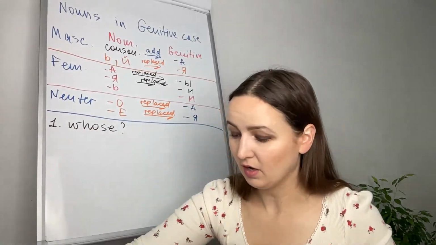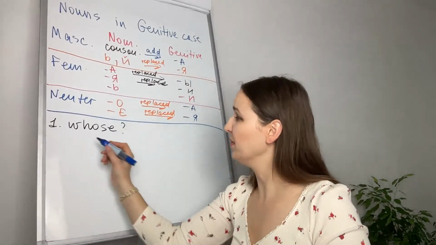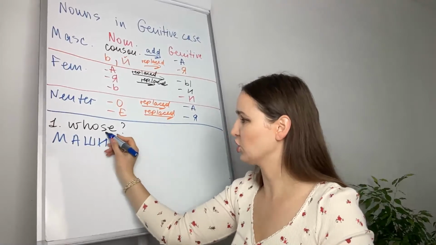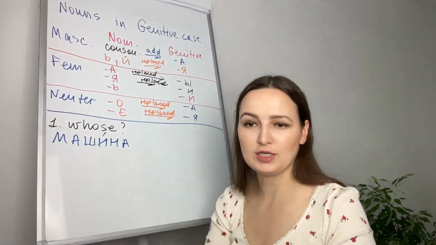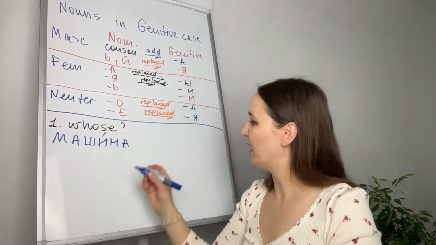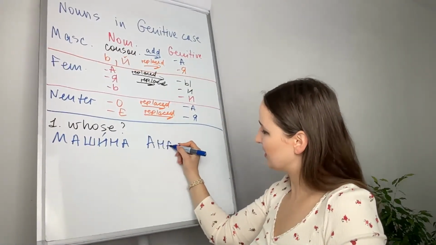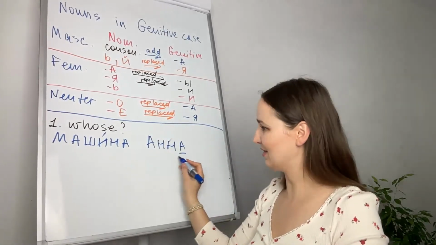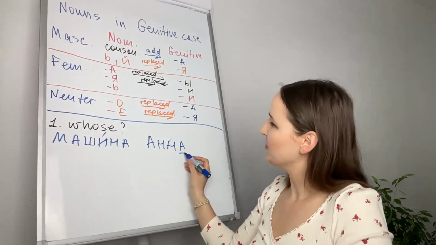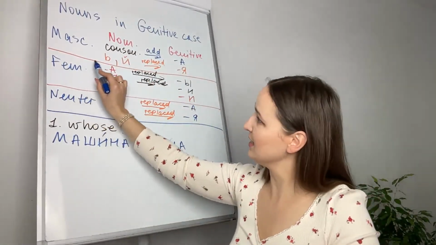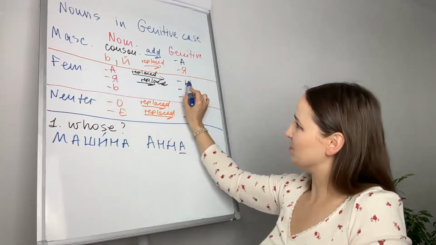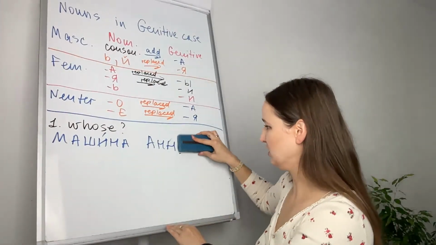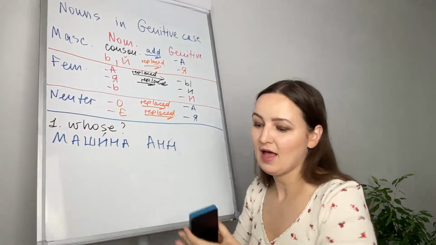For example, let's take this example. Машина, Anna's car. Машина Анны. Правильно, Майкл. Anna is a noun in feminine, right? Because it ends in a. Anna, and it's a girl, right? So let's look at feminine and at a ending. So a will be replaced with I to make it genitive. And why will I make it genitive? Because it answers the question whose car? Анны.